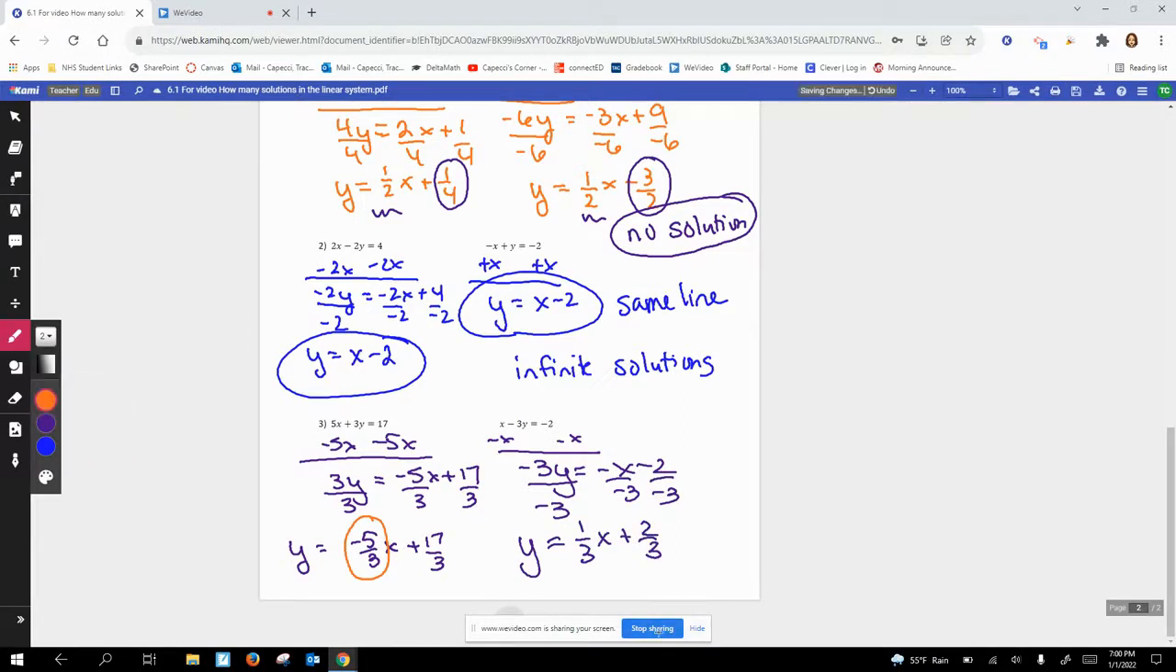Now again, when I'm looking at my slope, here's negative 5/3 and here's 1/3. So right away, when I see that the slopes are different, right, my rate of change is different, I know somewhere they're going to touch. And when they touch and it's not the same line, they only touch in one spot. So there is just one solution.